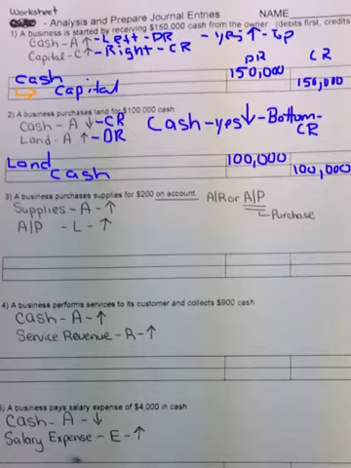For number 3, we cannot use our cheat, because when we ask if cash is involved, the answer here is no, cash is not involved. So we can't use our cash cheat.